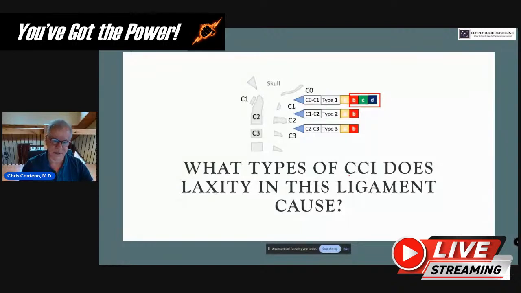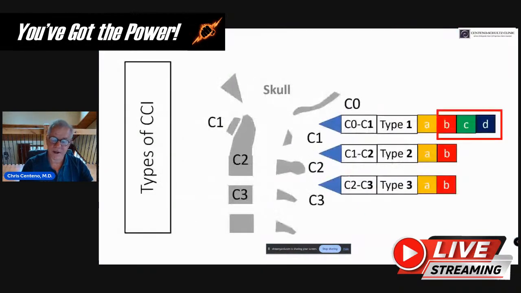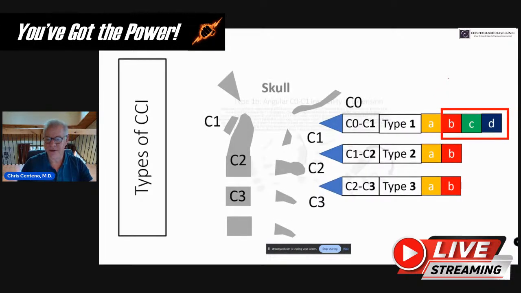So what does this thing do? What kind of CCI might damaging this ligament be associated with? As you know, I developed this typing system. And again, to review, type 1 is C0, C1, that level, type 2 is C1, C2, type 3 is C2, C3. And these are the types of type 1 instability that the lateral AO oblique ligament would be associated with. The first one is going to be obvious, right? That's going to be angular instability in extension.